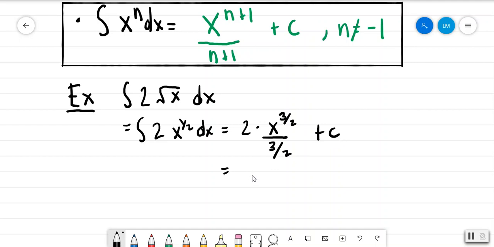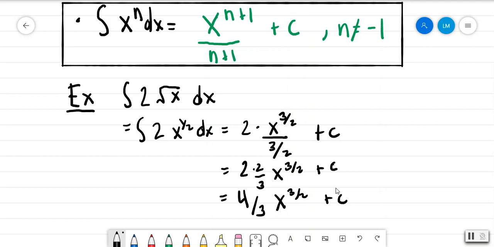If we bring this together, you end up with 2 multiplied by, not 3 halves, 2/3. I've got to be careful with that. So that's going to be 2 over 3 multiplied by x to the 3 halves plus c. So the solution is 4/3 x to the 3 halves, but you need to make sure that you add the constant c.